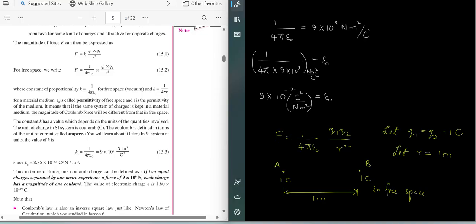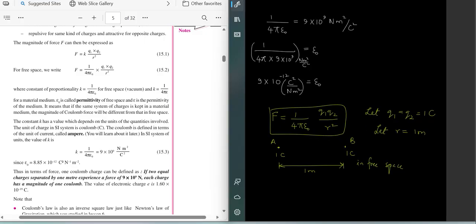Okay, what does the force magnitude become? Force equal to this value, we know it is k, 1 by 4 pi epsilon 0, which is 9 into 10 raised to 9. q1 is 1, q2 is 1, so 1 into 1 will be 1, and r is also 1. So this many newtons.